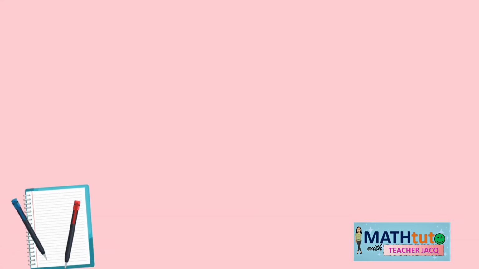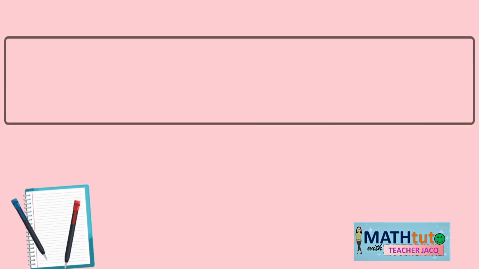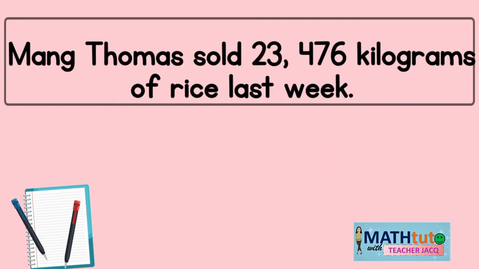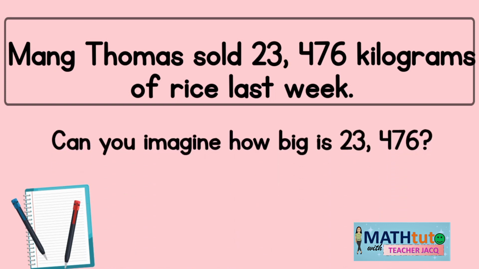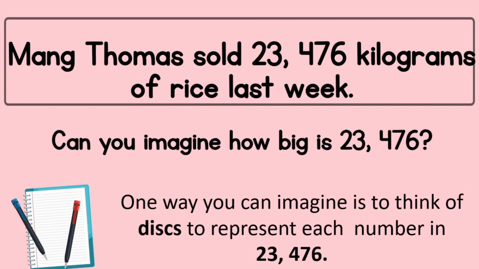To start our lesson, let us all read this. Mang Tomas sold 23,476 kilograms of rice last week. Can you imagine how big is 23,476? One way you can imagine is to think of discs to represent each number in 23,476.